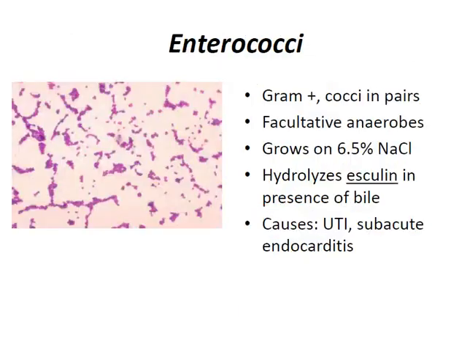So let's talk about Enterococci. These are gram-positive in pairs. They are facultative anaerobes with variable hemolysis on blood agar. They grow in 6.5% sodium chloride, and they hydrolyze esculin in the presence of bile.